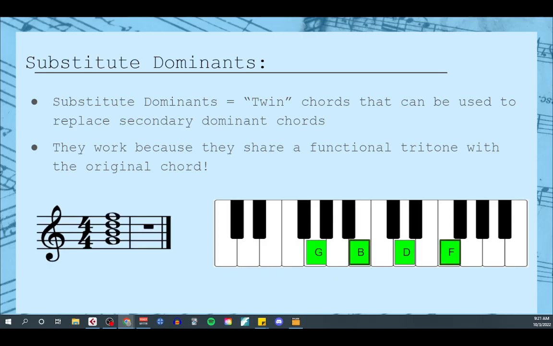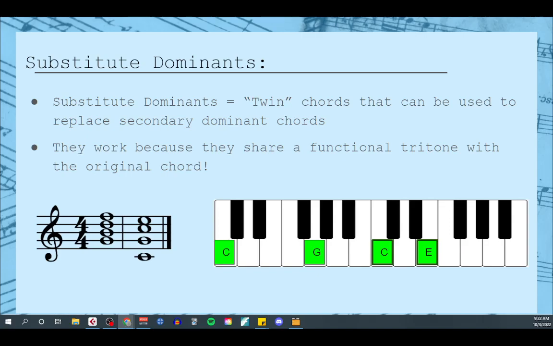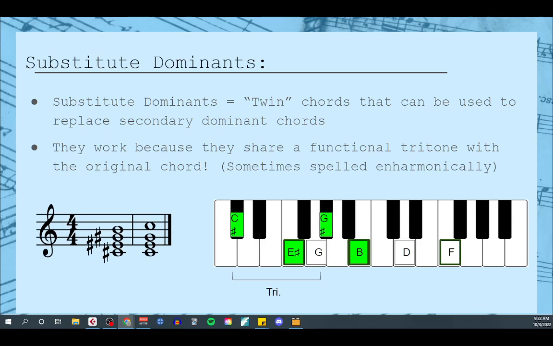Now, B to F is the functional tritone found in G dominant 7. And we know how they help pull G dominant 7 into C major by wanting to resolve to C and E respectively. However, watch what happens if we take every single note in G dominant 7 and lower them by a tritone each. We get C sharp dominant 7, which shares the same exact tritone. Now, it is spelled enharmonically different, between E sharp and B instead of F and B.